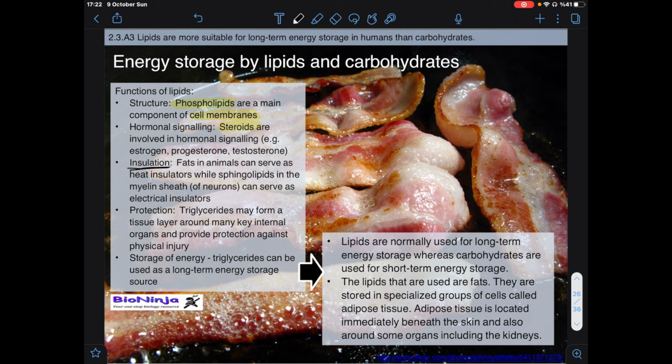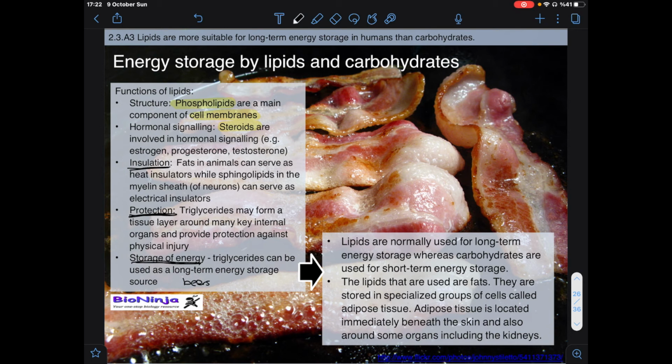Also protection. Triglycerides form a tissue layer around our key internal organs and provide protection against physical injury. So our belly is there to protect us, actually. And finally, storage of energy. Triglycerides are a very important long-term energy source. Think of bears who hibernate, for example. They can sleep all winter because they have this incredible amount of energy stored because of all the fat that they have eaten.